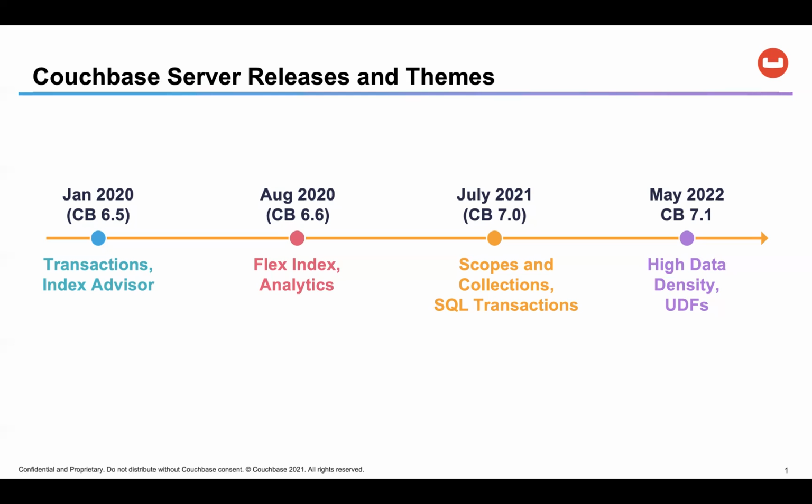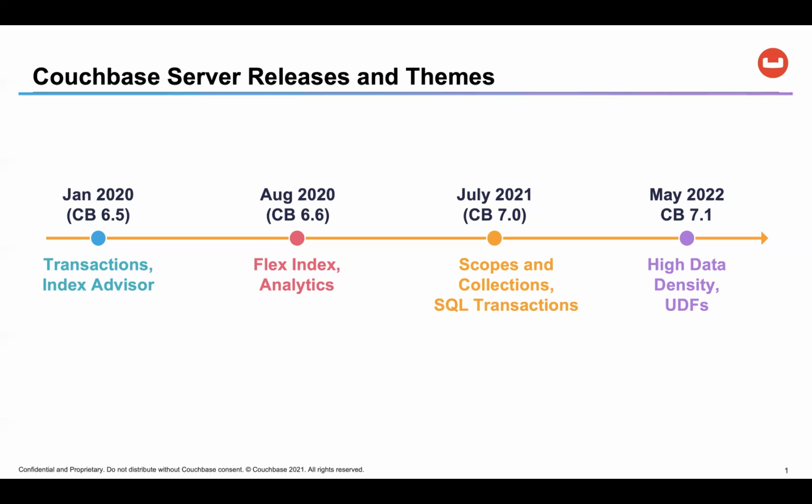About 8 months later, in August of 2020, 6.6 was brought to the market. The highlights of this release were a lot of new functionality around the analytics service and also the introduction of flex indexes, which is the ability for the query service, which runs your SQL++ queries, to take advantage of full text search indexes should you be using the full text search service.